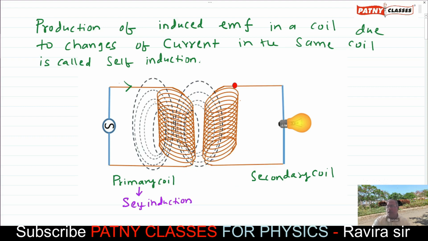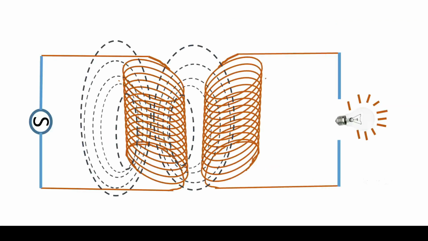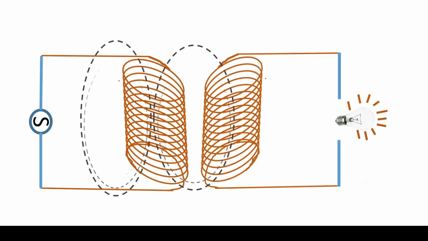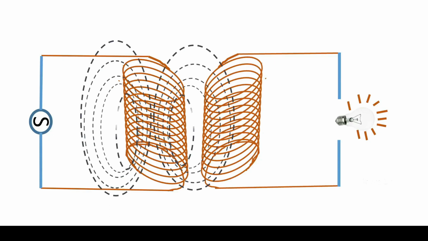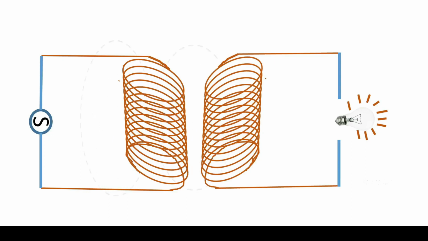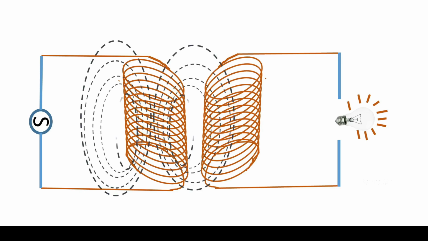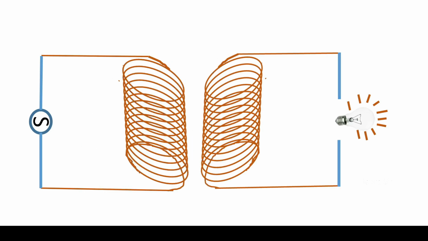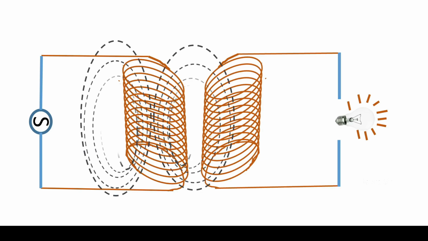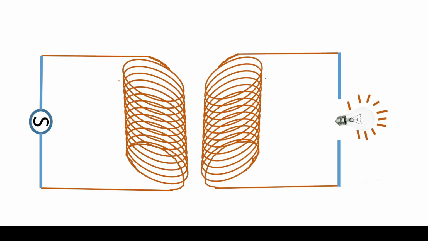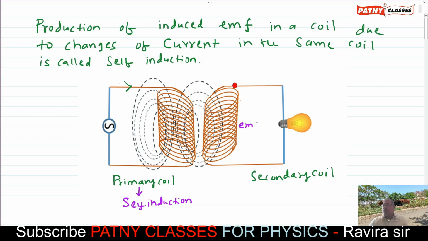Self-induction is taking place, and because of this self-induction, a variable magnetic flux is produced. This variable magnetic flux produced in the primary coil is linked with the secondary coil. This is not a constant flux, it is a variable flux. And according to Faraday's laws of electromagnetic induction, whenever a variable flux is linked with a coil, then EMF is produced in the coil.